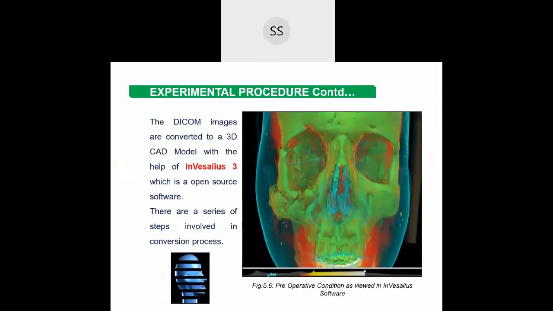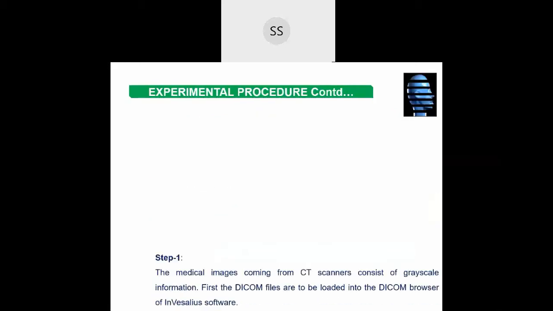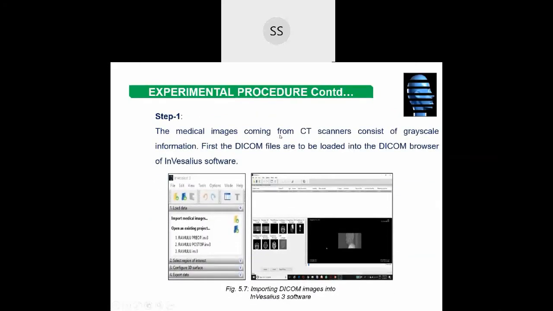Then the DICOM images are converted into a 3D CAD model with the help of Invesalius 3, which is again open source software. So what are the various steps involved in this process? First, the medical image coming from the CT scanner consists of grayscale information. The DICOM files are loaded into the DICOM browser in Invesalius, so you incorporate these DICOM files into the software.